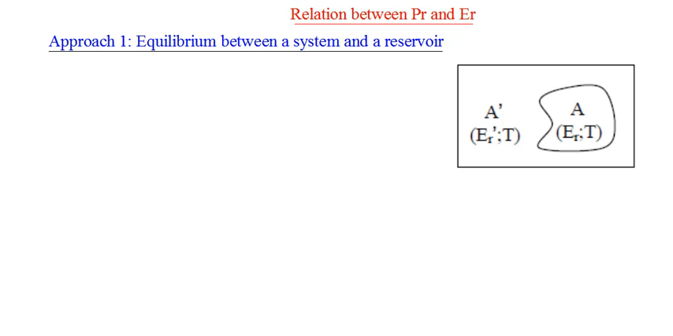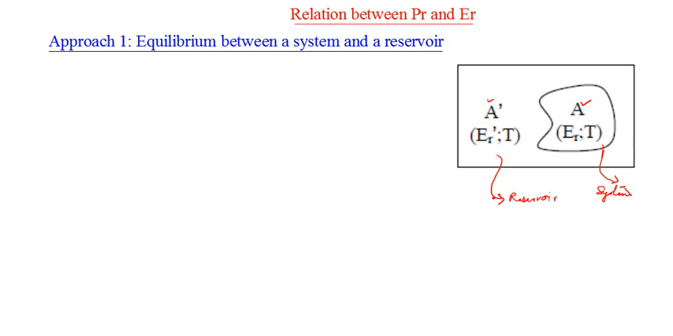Now here you consider a system. We are considering a system A, which is immersed in a very large heat reservoir A dash. So this is the system, and this one is the reservoir. So we call them respectively A and A dash. So let's say that we are considering the equilibrium between the system and reservoir.